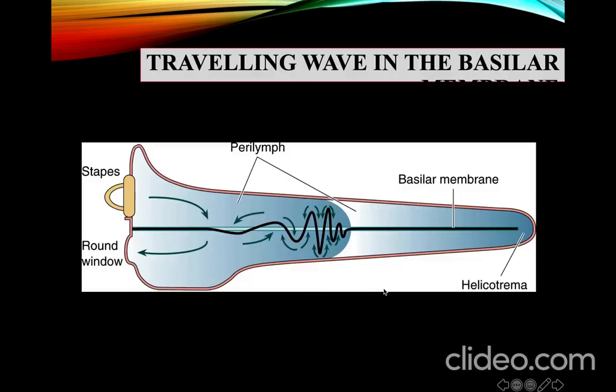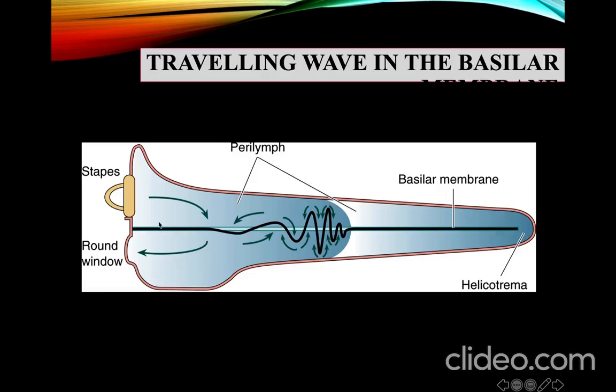So how is it beneficial for us? The fibers which are near the oval window, which are thick and shorter, vibrate best at higher frequency. So higher frequency is required to vibrate these fibers, while the fibers which are near the apex vibrate best when there is a lower frequency.